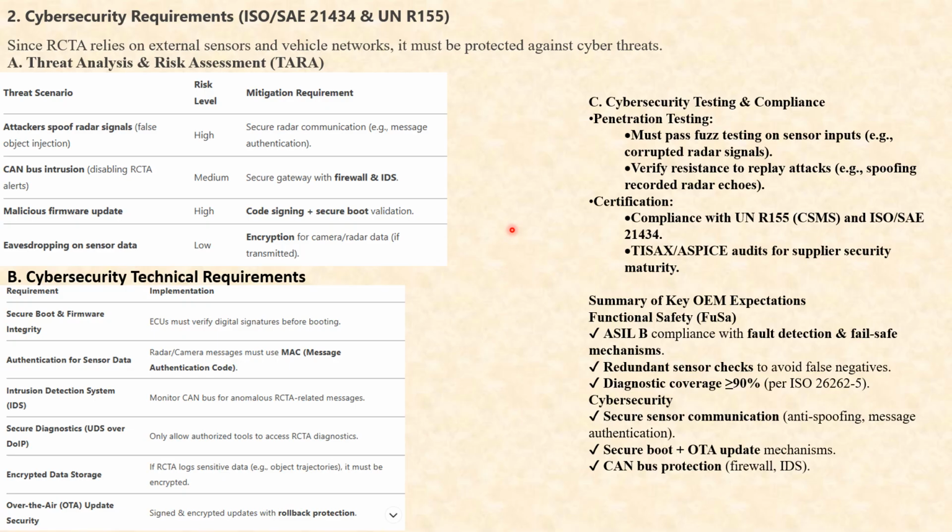Last but not the least, what are the cyber security requirements? I request all of you to pause the video and go through these things very carefully, because reading all these things may be slightly time taking. But anyway, I'll just touch upon. First of all, based on threat analysis and risk assessment, risk levels of high, medium, or low are decided, and then the mitigation requirements are also formulated.